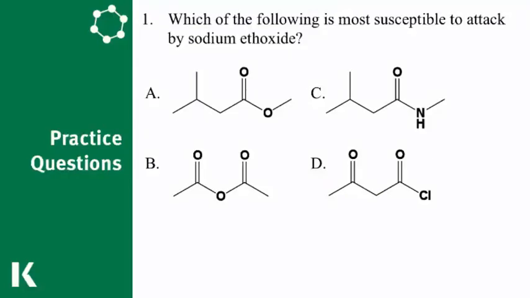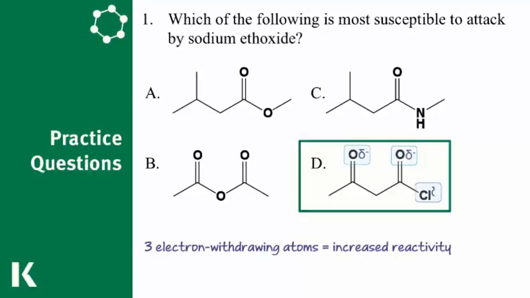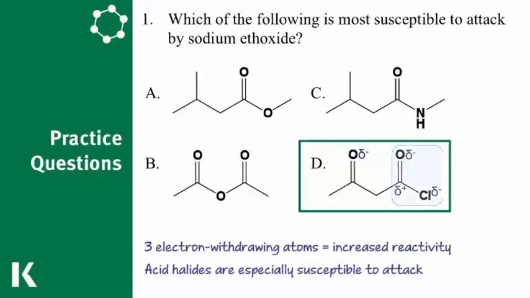Now, apply what you've learned on this sample question. You're being asked to predict the compound that will be most susceptible to nucleophilic attack by sodium ethoxide. The answer should be D. Notice that choices B and D contain 3 electron-withdrawing atoms. Only D, however, also has an acid halide functional group, which will function quite nicely as a leaving group. Therefore, answer choice D will be the most reactive.